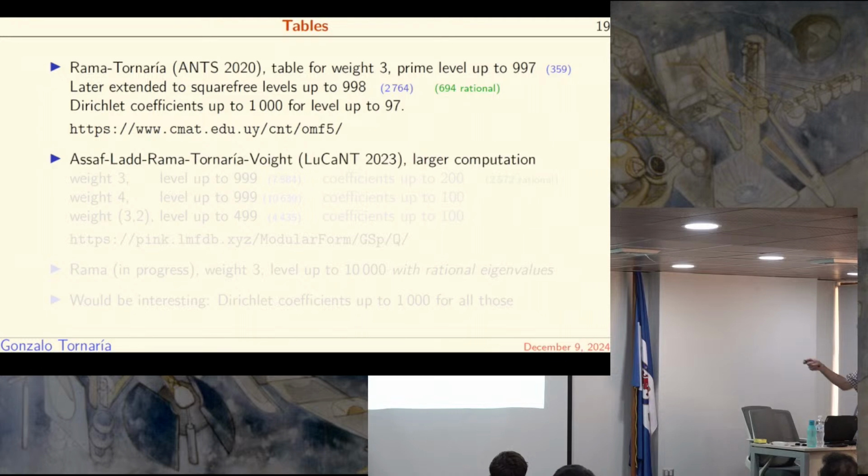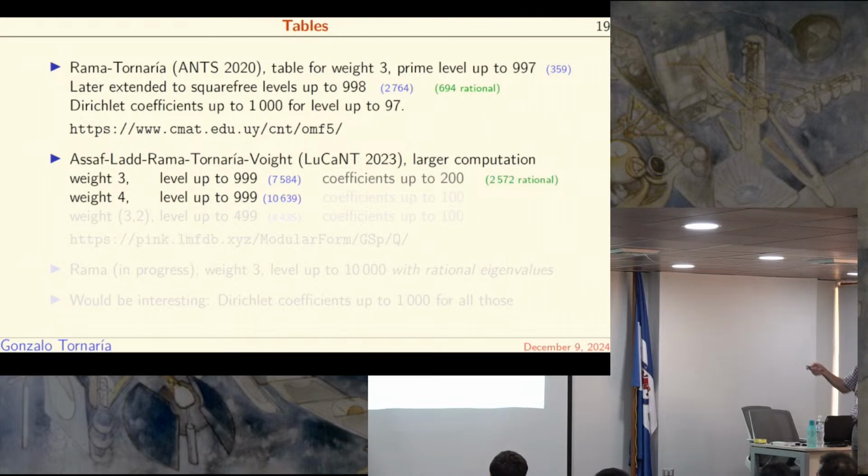Later, more recently with Eran Asaf and Watson Ladd and Gustavo and John Voight, we did a larger scale computation using the same methods. By this time we already knew that theorem was true. The paper was already submitted by this time. So this was provable. So we computed some forms of weight 3, some of weight 4, and also some of, this is vector valued, so weight 3, 2, just to show.